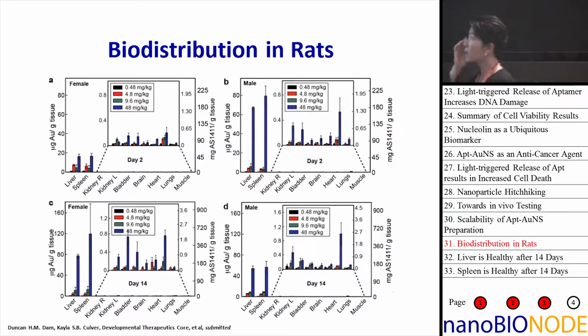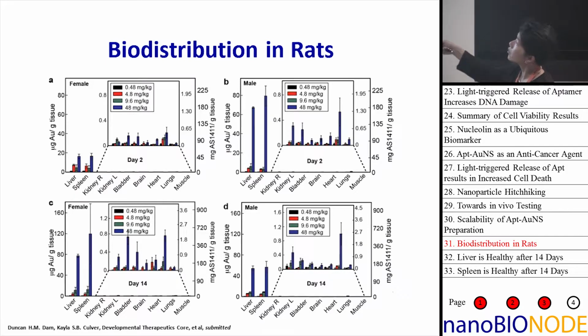So in terms of the biodistribution, we were looking at, there are no tumors in the rats, and so we want to know where are the particles distributed. And so what we did is we did this for 2 days, and then we did this at 14 days. And so what you find out is that, similar to almost all nanoparticles, the liver and spleen like to take up the particles because they're of this specific size.